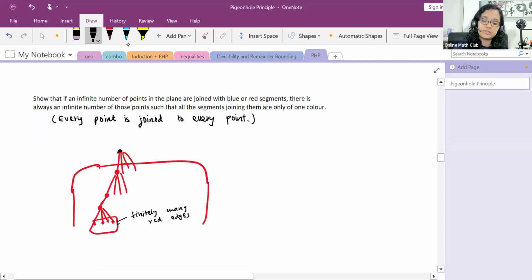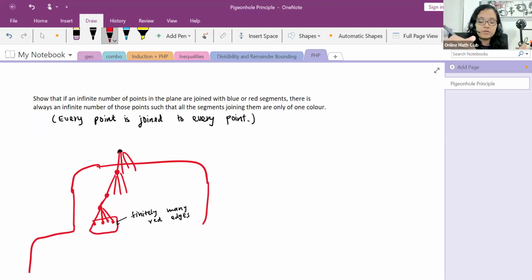So then what can you do? I hope this is clear to everyone. Basically you want an infinite sequence of points such that each of them has infinitely many edges of a particular color, and each of them is connected to the next one by that color itself. Because that just becomes your infinite clique.